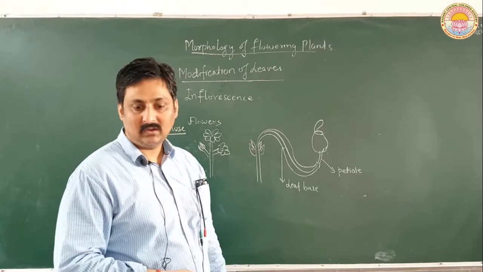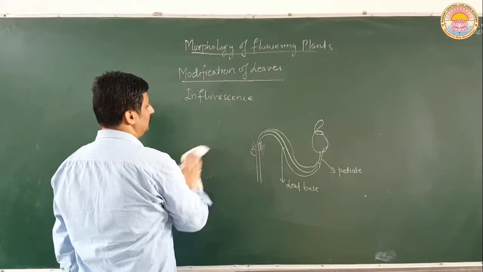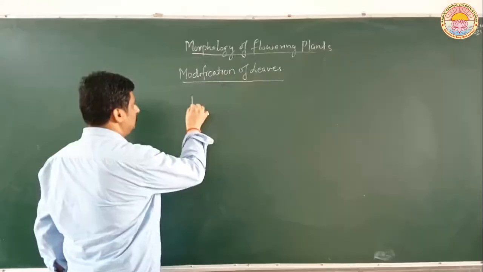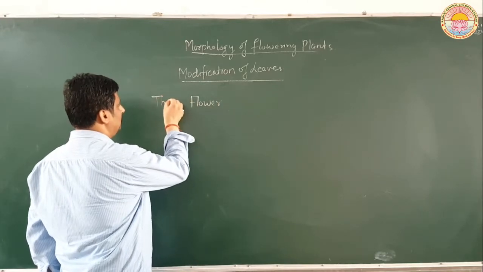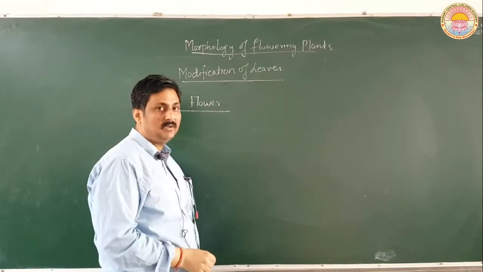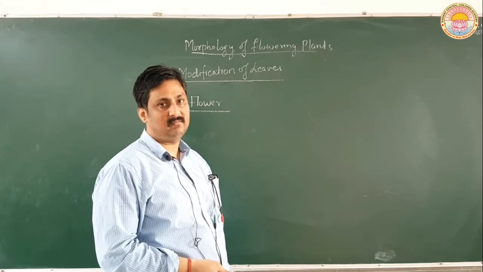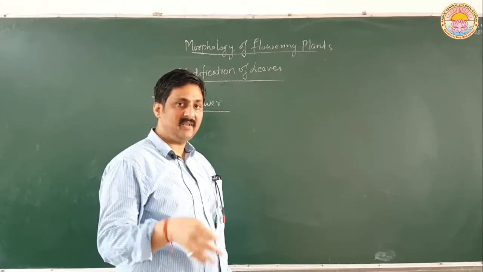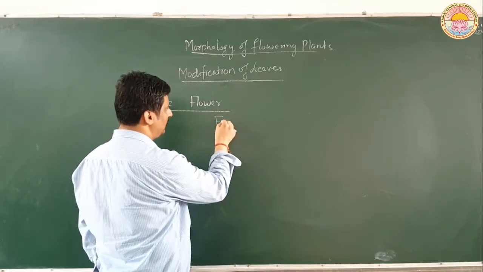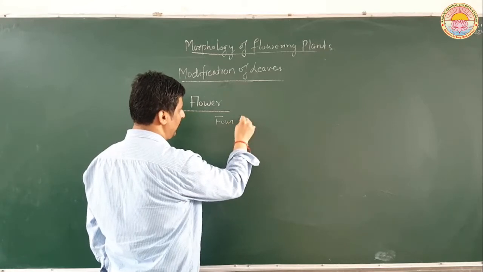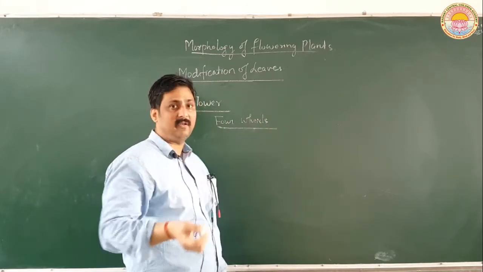Okay. Now let us talk about the flower. See, as I have already told you, flower is a modified shoot. Shoot gets modified to form a flower. There are 4 whorls present in a flower, all having a different function.